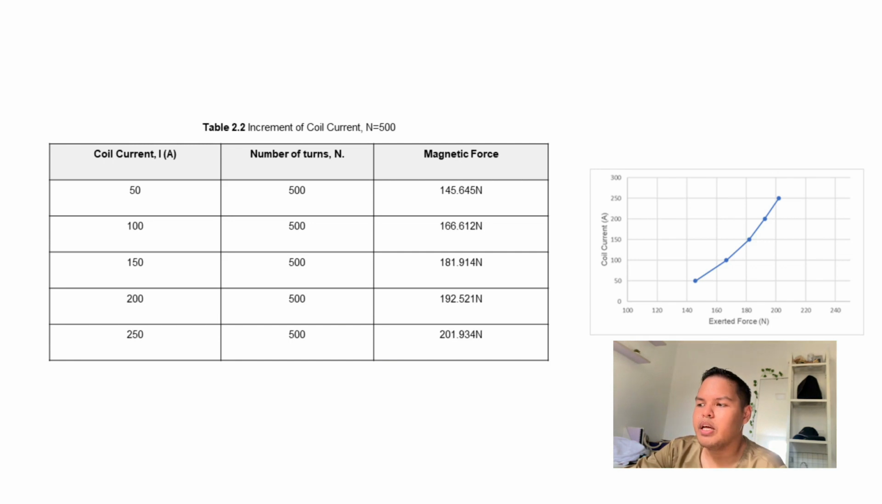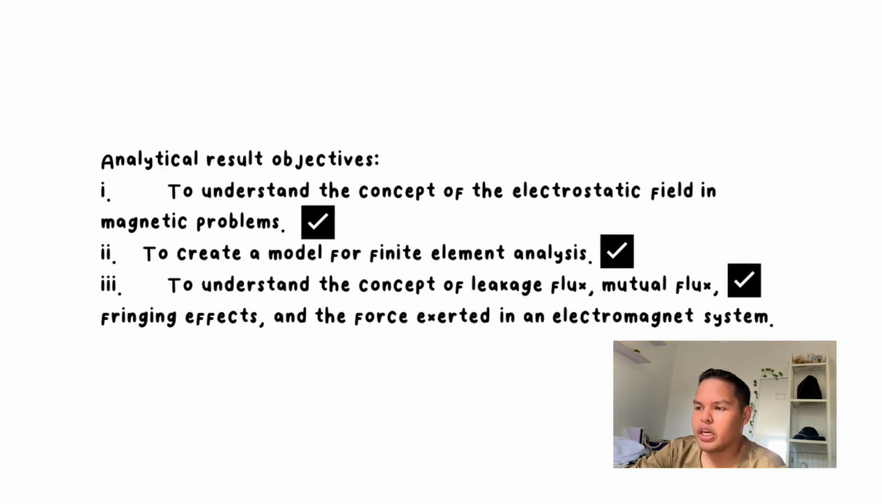And for the conclusion, there are several analytical results that we achieved in this task 2. The first one is we have to understand the concept of electrostatic field in magnetic problems. And also, we have created a model for finite element analysis in the FEMM 4.2 software. And third, we also understand the concept of leakage flux, mutual flux, fringing effects, and the force exerted in an electromagnetic system. So that's all for me.